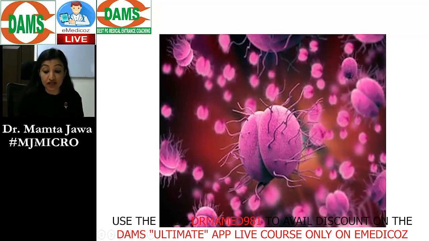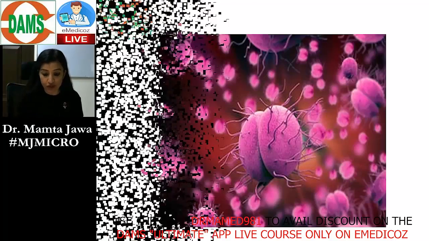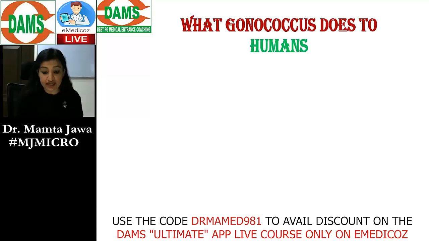Then this is a very good electron microscopic picture of gonococci. You can see them in pairs with beautiful pili flaunted on the surface. Then what does gonococcus do to humans?